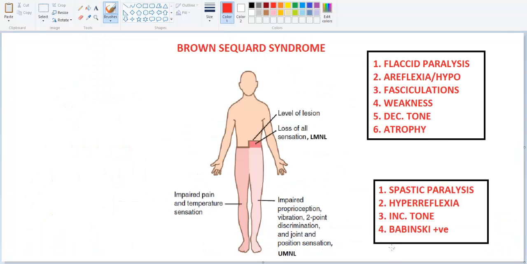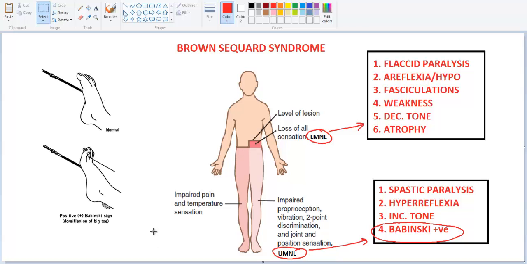So moving on, this diagram summarizes the Brown-Sequard syndrome, and while you can take a look at it, let's revise. The lower motor neuron lesion symptoms, which are flaccid paralysis, areflexia or hyperreflexia, fasciculations, weakness, decreased tone, and atrophy, while the upper motor neuron lesion symptoms are spastic paralysis, hyperreflexia, increased tone, and Babinski positive. And Babinski response is the upward flexion or the dorsiflexion along with the fanning of the other toes, like it's shown here in the diagram.